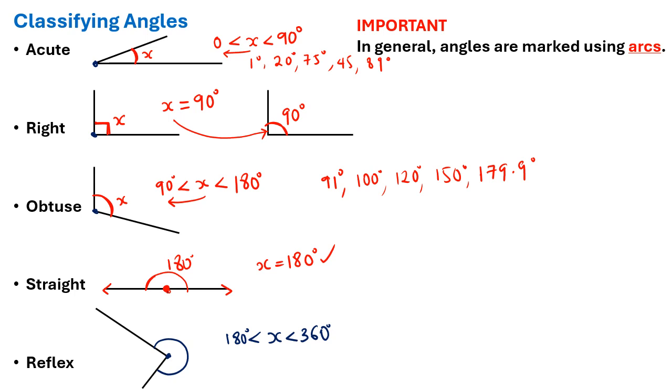Examples of reflex angles will be 181, like 200, like 300. As long as it's less than 360, we'll take that. 350, and so on and so forth.